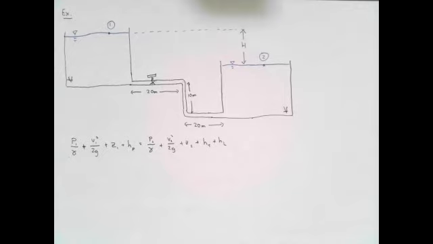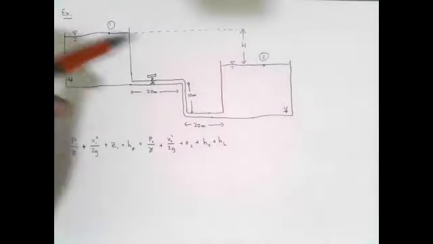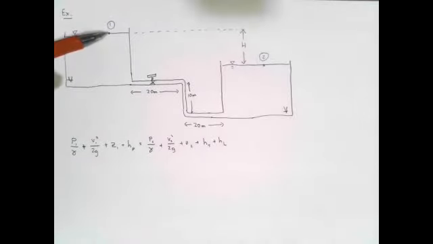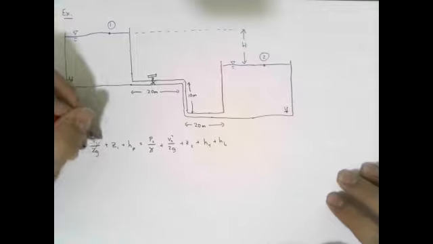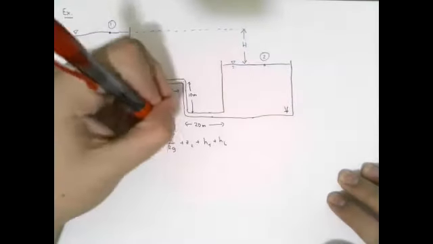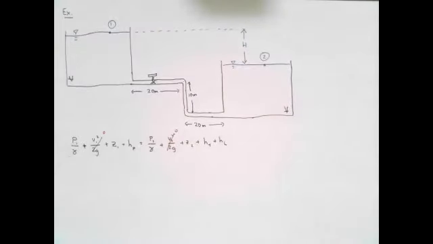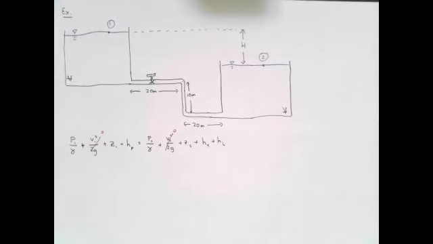Would you need the velocity? Okay, so we need velocity. These are our 2 points. What's the velocity at the surface of a reservoir? 0. Okay. Good. So we have a simpler equation. That's good. And we always want to aim for a simpler equation to solve. What else?